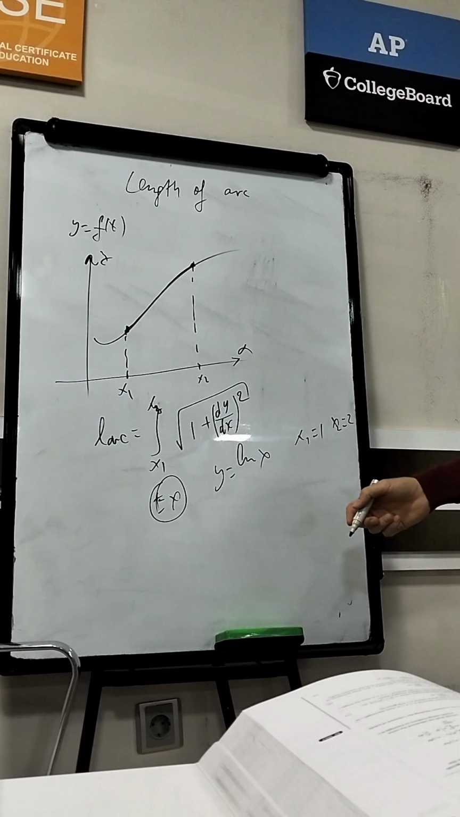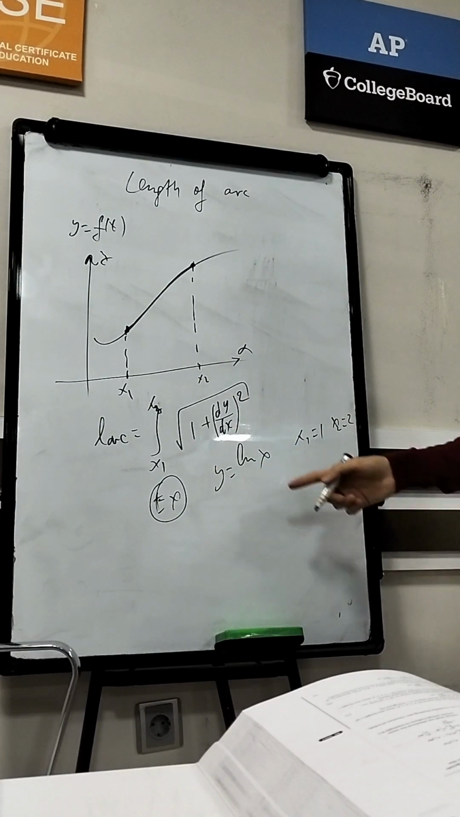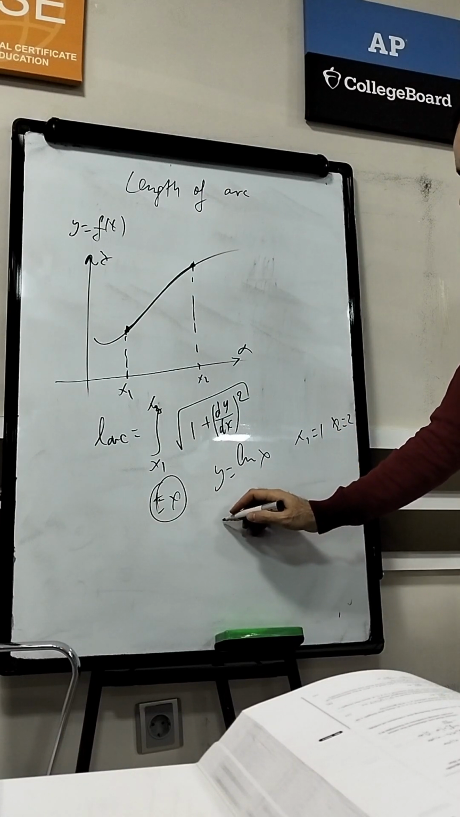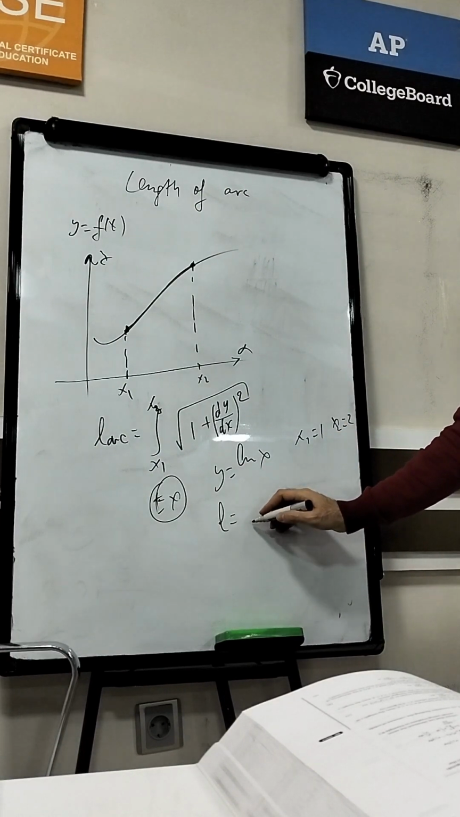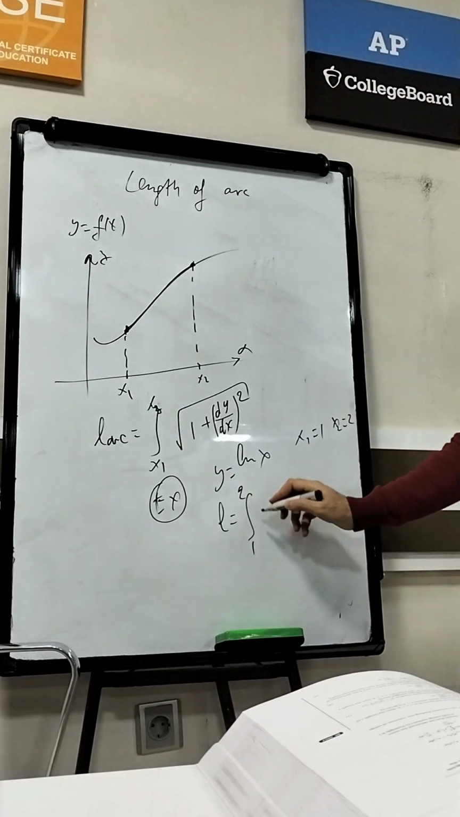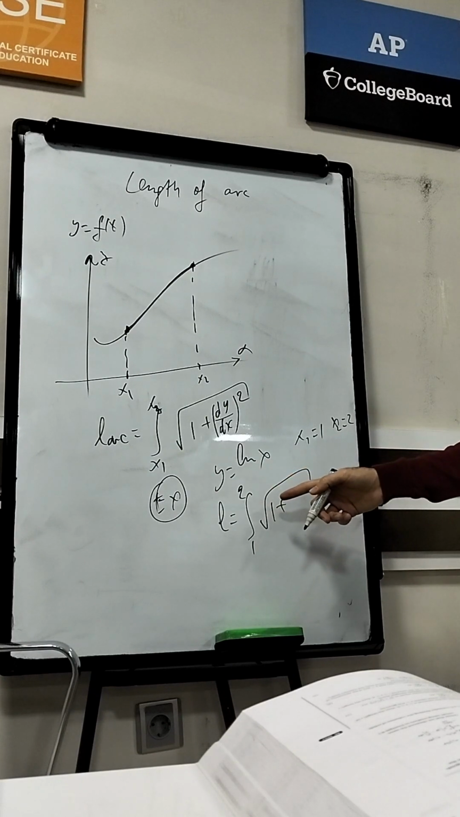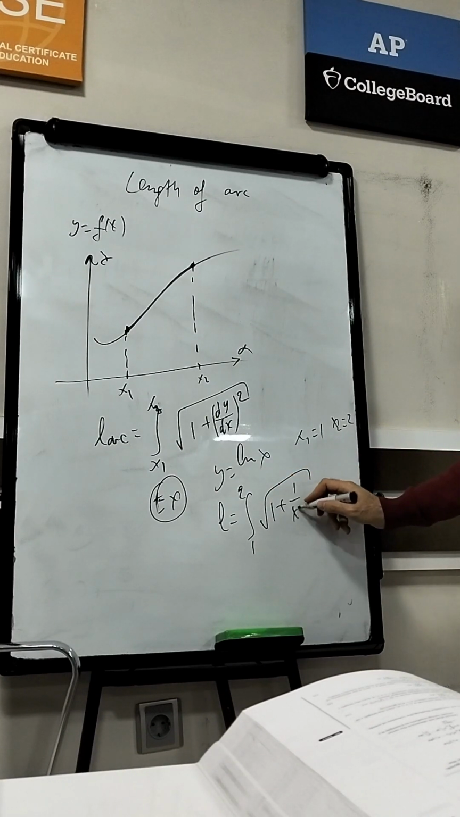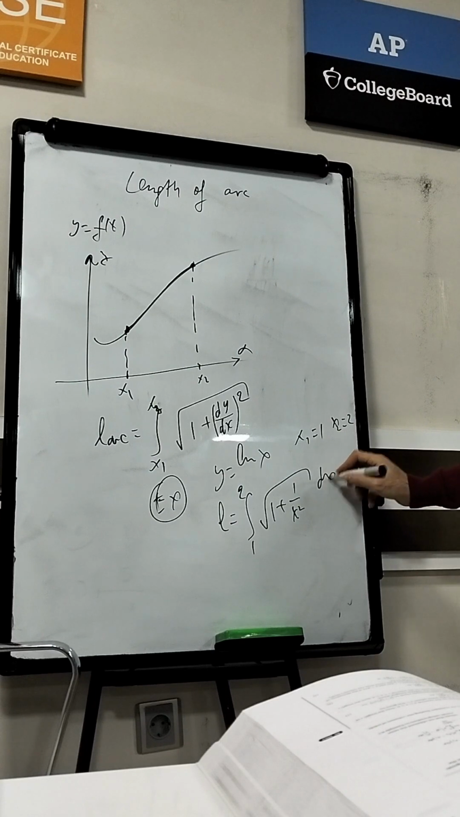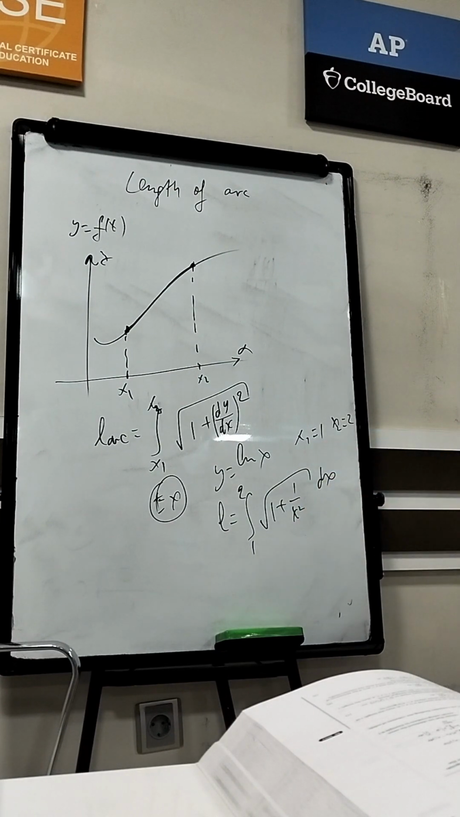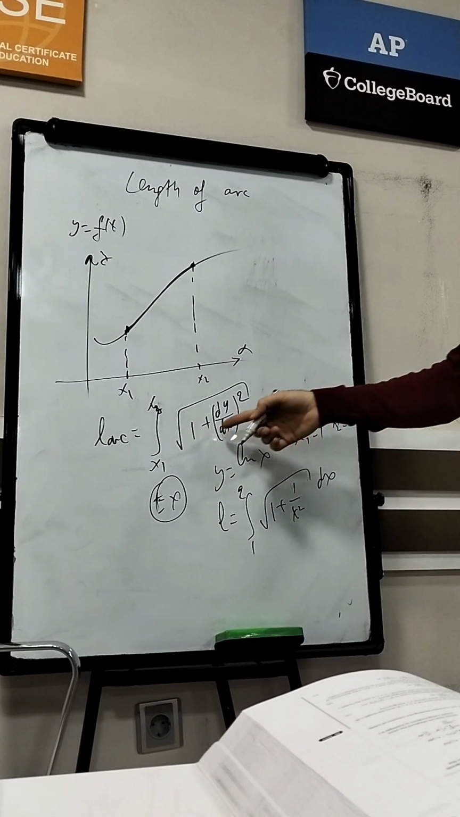How to find the length of a part of the graph of this function between x equal to 1 and 2? Easy. The length of arc is equal to the integration from 1 to 2 of the square root of 1 plus, what is the derivative of ln x? 1 over x. Thank you very much. Square of that, 1 over x squared, dx. That's it. You may use a calculator to solve it, or you just leave it like this. This was the first formula.